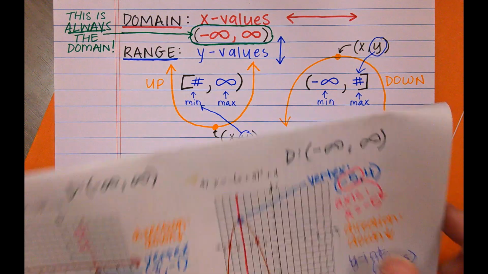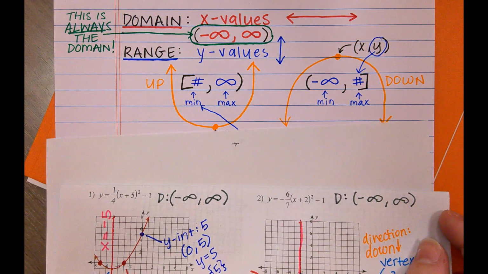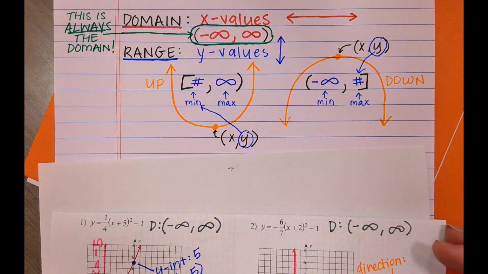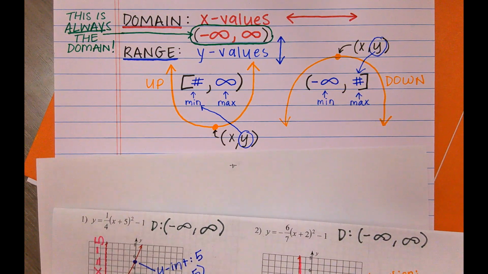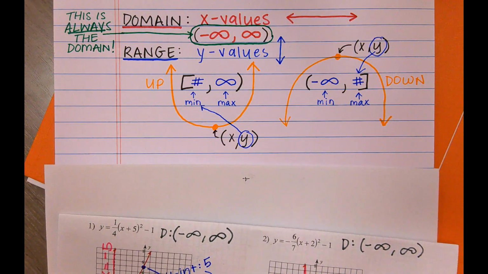Okay. Say the first 2. First 2, the domain is negative infinity, positive infinity. All of them, that's the domain. Every single parabola. So now what we're going to practice is the range, and that part can be a little bit trickier.